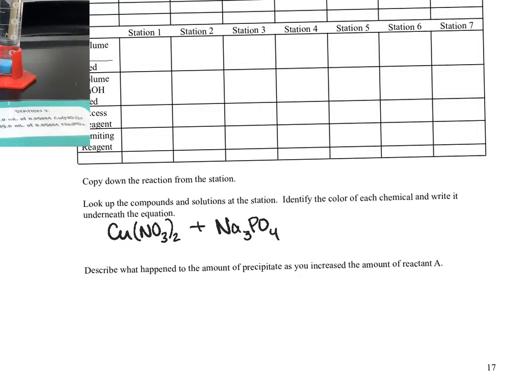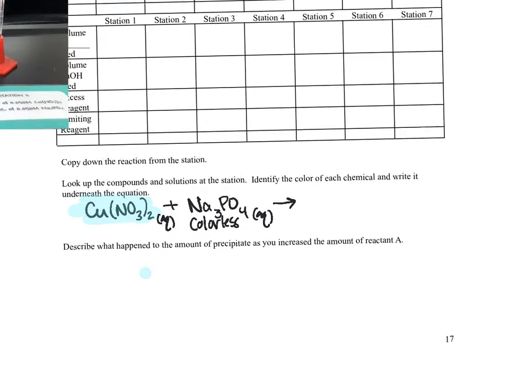Now, copper(II) nitrate is actually going to be a turquoisey color. I'm going to go ahead and put this down, it's going to be kind of turquoisey. We're going to see that our sodium phosphate is going to be colorless, and it's going to be a solution, aq. This one's going to be a solution, or aq. And this is going to react in what we call a double replacement.